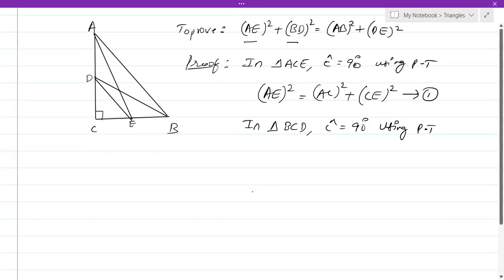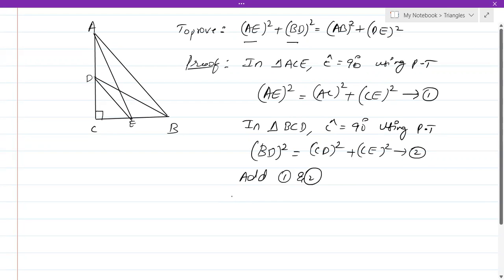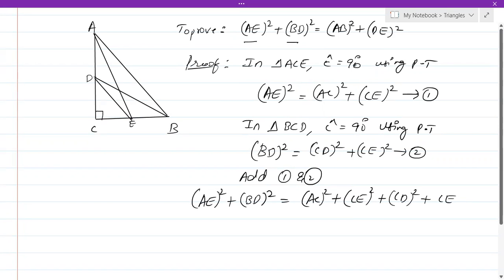we get here BD square is equal to CD square plus CB square. That will be equation 2. Let's add equation 1 and 2. How do we add? LHS with LHS, so that is AE square plus BD square. That is equal to RHS plus RHS. The first RHS is AC square plus CE square. With that, let's add the other RHS, CD square plus CB square.